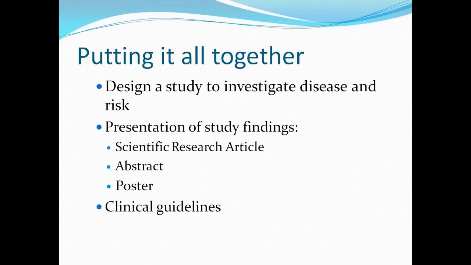Okay, so now that we've reviewed some basic concepts of epidemiology and statistics, how do we put it all together? A study is designed to investigate disease and risk, and then they're presented in published articles or posters or abstracts. The research article describes the study in detail, and then the abstracts and sometimes poster presentations at conferences are summaries of the article or the study. And it's the results from these published studies that can influence clinical guidelines.